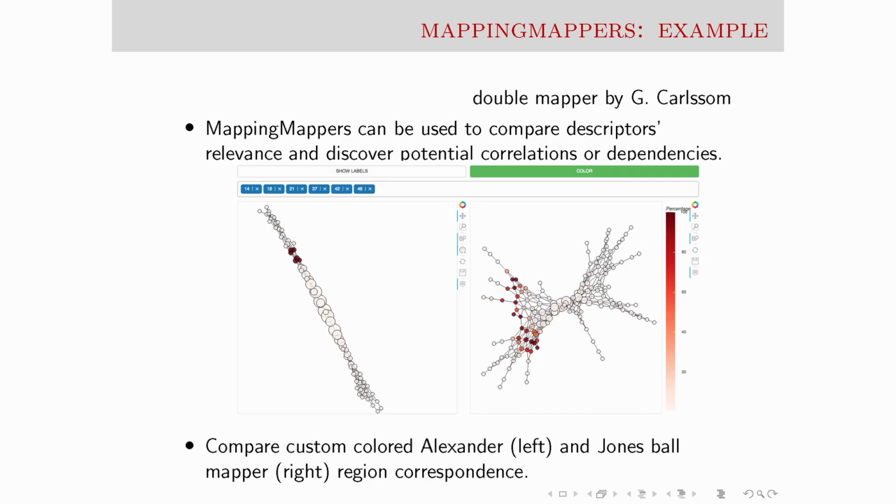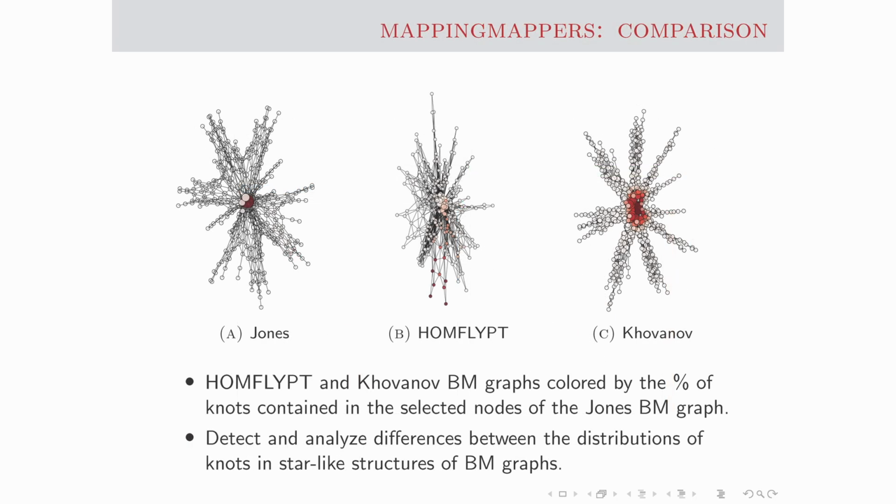And kind of get the region correspondence. We can actually do the same, and now for the first time I'm showing you ball mapper graphs for the Jones, HOMFLY-PT, and Khovanov polynomials. Again, these two are two-variable ones, and stronger than the Jones, right?